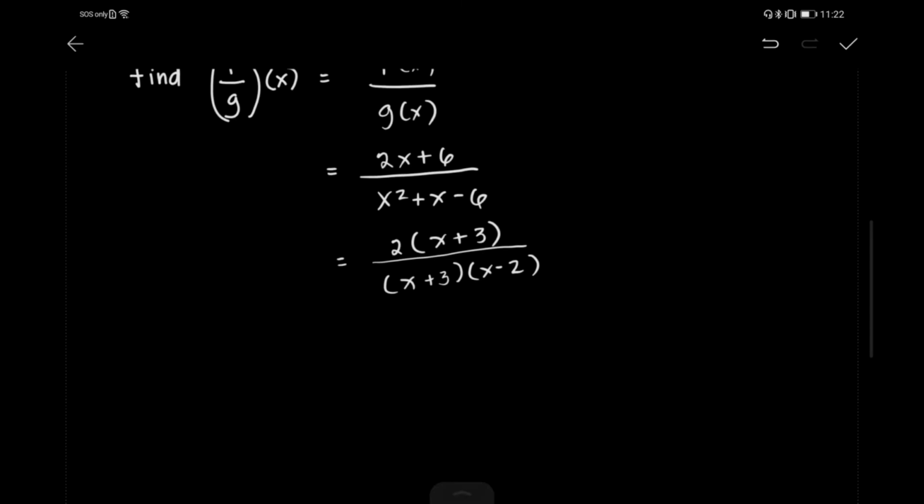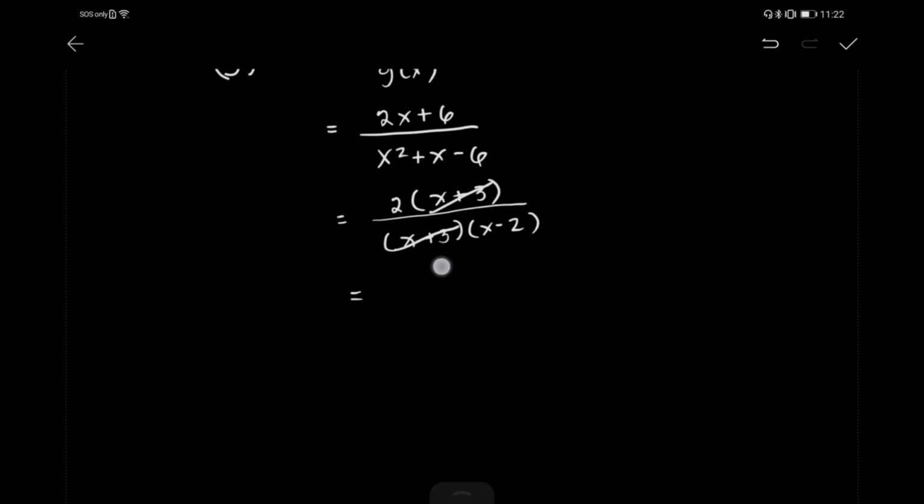In this case, we simplify and cancel the common factor, which is x plus 3. So we have the remaining 2 over quantity of x minus 2, where we have a restriction that the value of x must not equal positive 2. Because if x becomes positive 2, the denominator will become 0, and if our denominator becomes 0, our given expression will become undefined. So the restriction is that x must not equal positive 2.